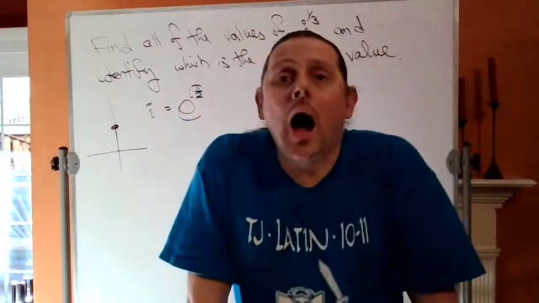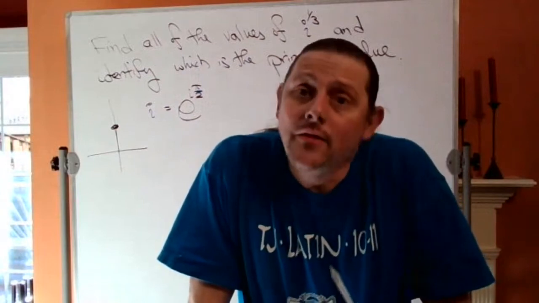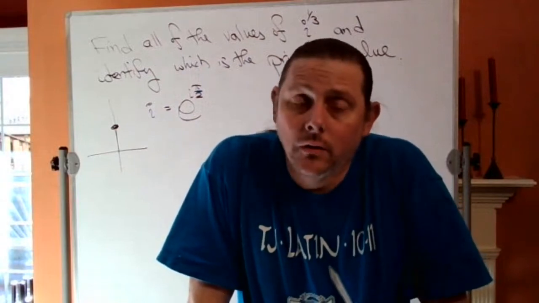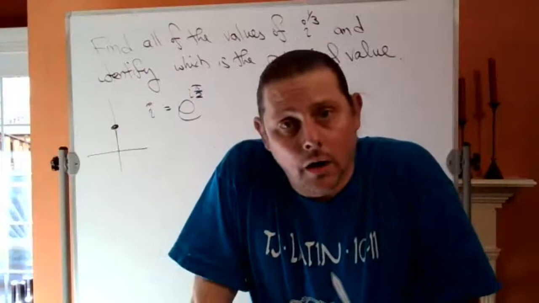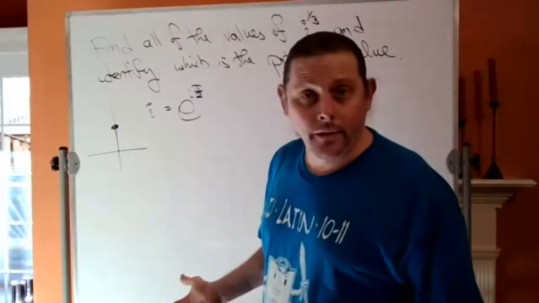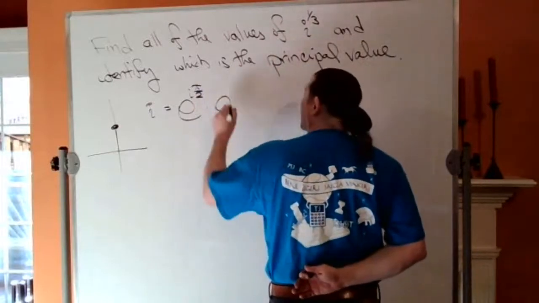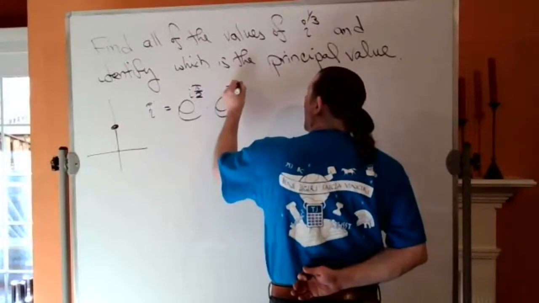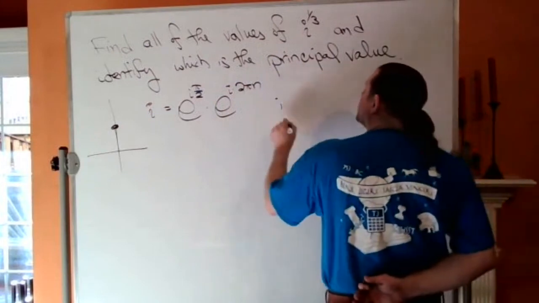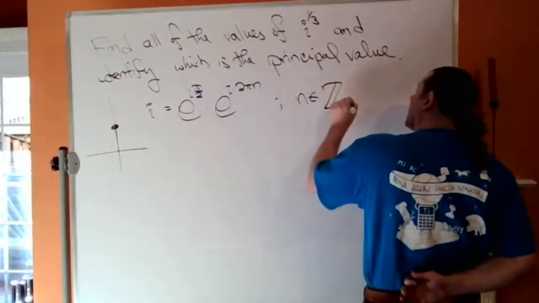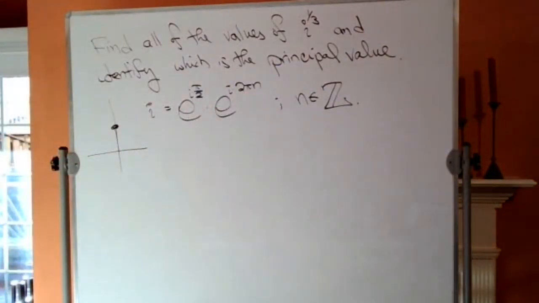However, I could multiply that by 1 without changing its value. That 1, however, can change the value of the root, depending on the form of 1 that we use. So I'm going to multiply by the most general exponential form of 1, which is e to the i 2 pi n, with n an integer.